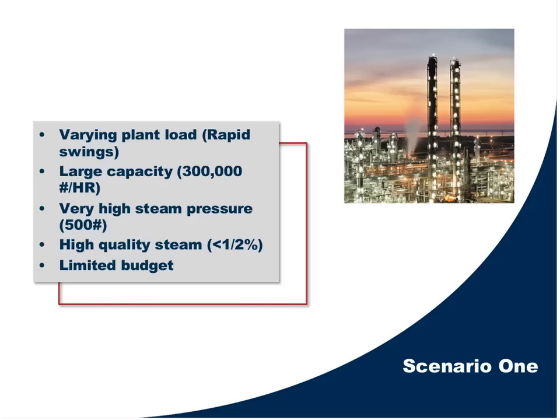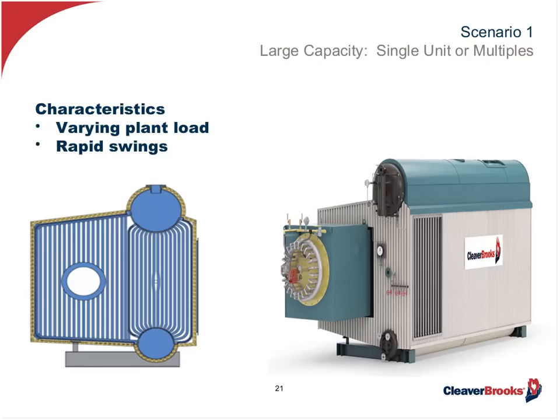And by the way, I've got very high steam pressure requirements. In fact, it's going to be around 500 pounds. And I need high quality steam, less than 1/2 of 1% moisture. And like everything else in this business today, I've got a limited budget. So what do I use? Well, in this case, because of the varying plant load and the rapid swings, those two things, I would automatically start to look at a fire tube boiler.